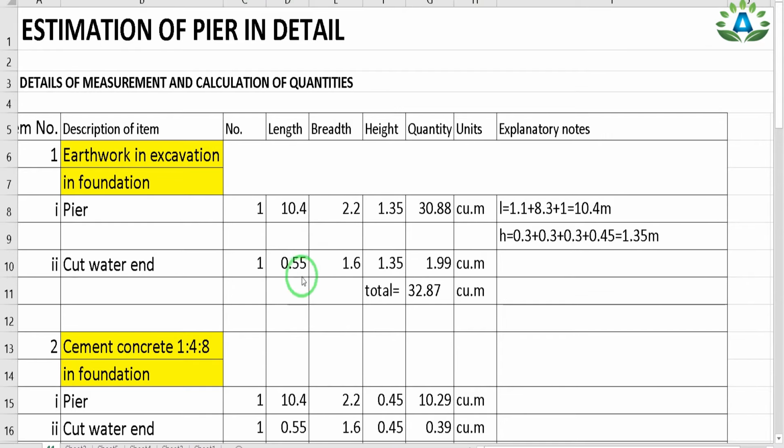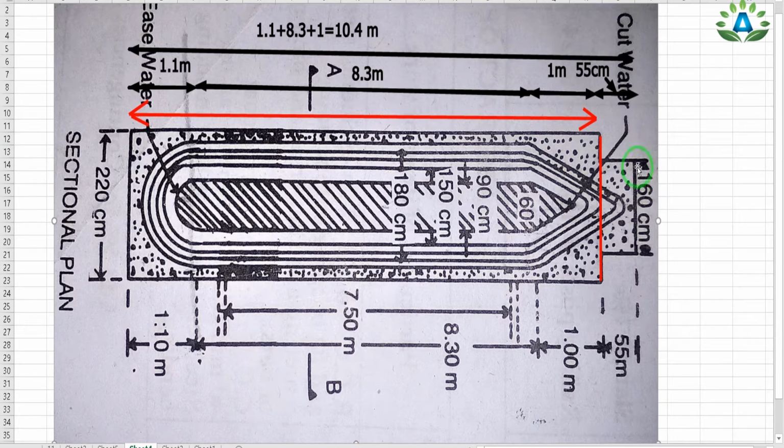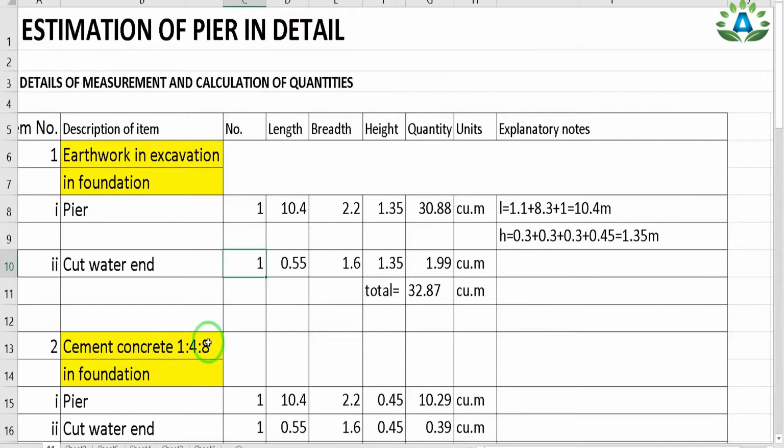So here we can write the length equals 0.55 meter, and we have only one number of this cut water end. To calculate its width, we have to measure from this side up to this side. Here we can see that this width is equal to 160 centimeter, that is 1.6 meter. So we can write that the width equals 1.6 meter.